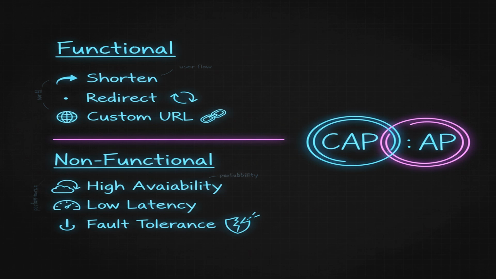Let's dive in. Let's clarify requirements. Functionally, we need to shorten URLs, redirect short URLs to their original targets, and optionally support custom short URLs. Non-functionally, the system should be highly available, fault-tolerant, and handle a massive read-to-write ratio. We'll prioritize availability over strong consistency, leaning towards eventual consistency. This is an important CAP theorem consideration. We aim for low latency for redirects and reasonable latency for URL shortening.